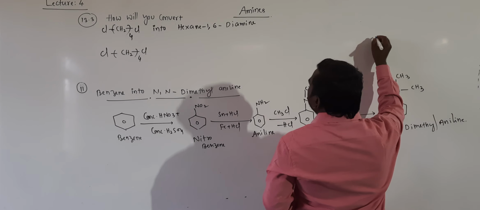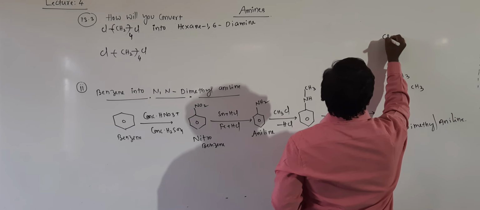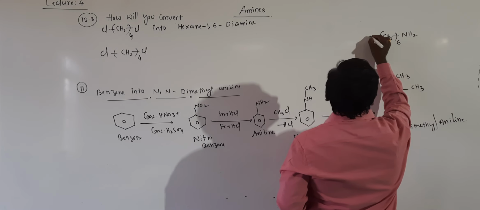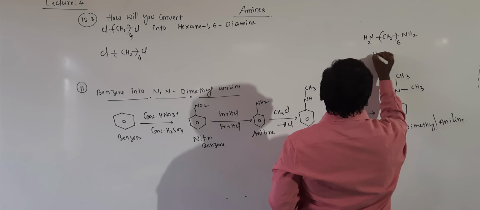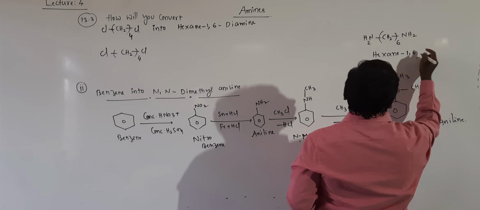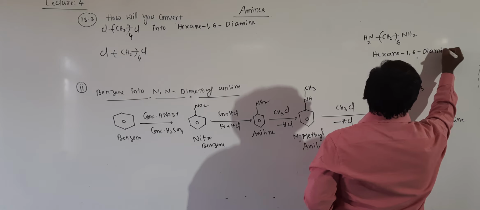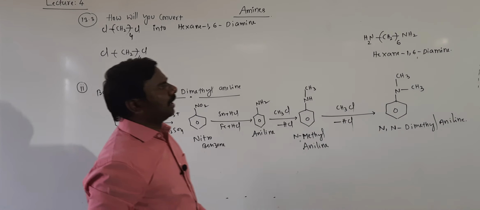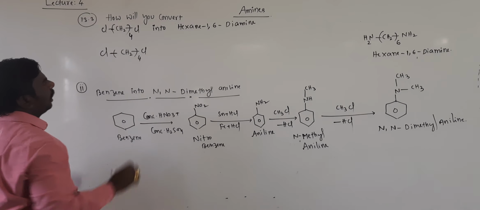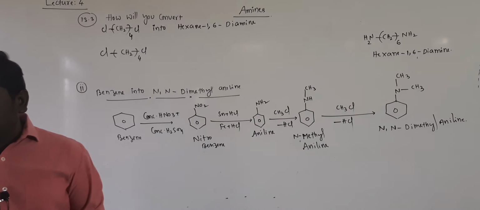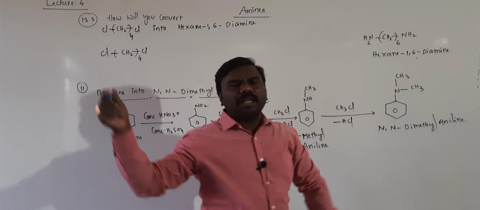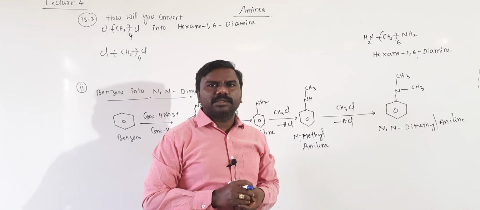Hex means totally CH2 6 times, with NH2 and NH2, right? Hexane 1,6 diamine. This is the reactant given for us. Now students, you just observe here totally 6 carbons are there, but here only 4 carbon atoms, right?